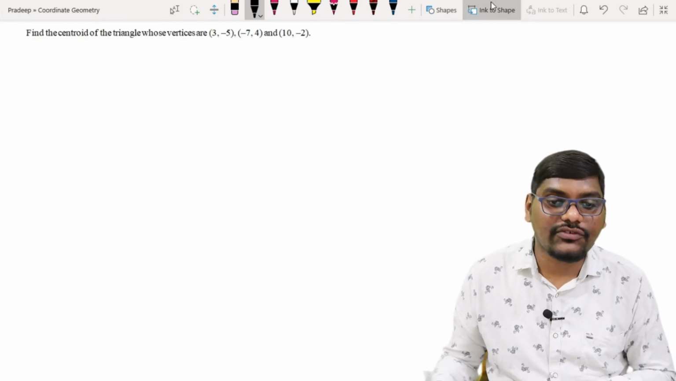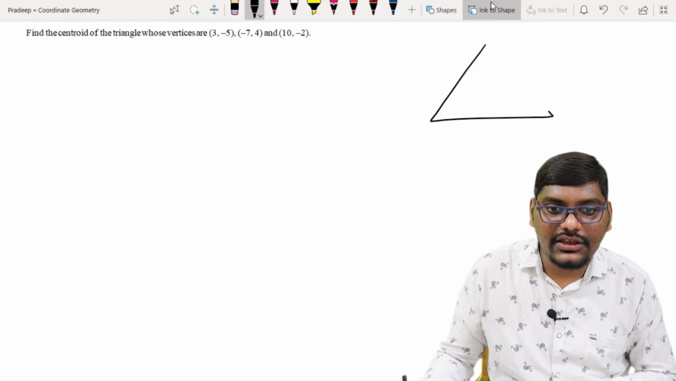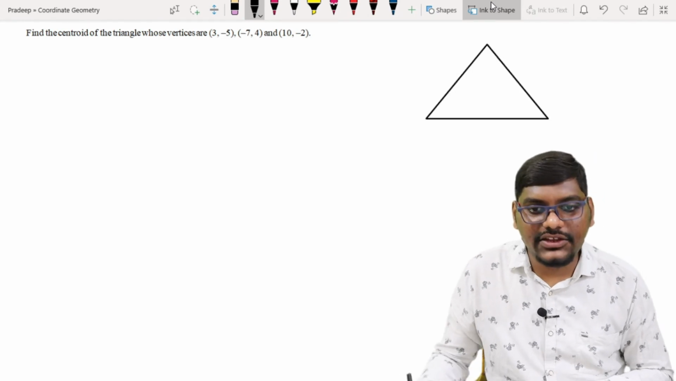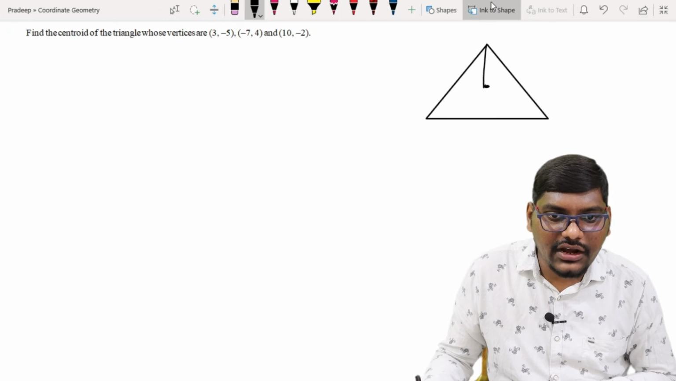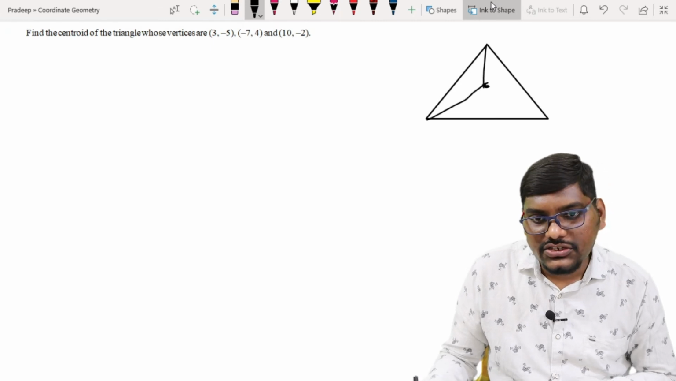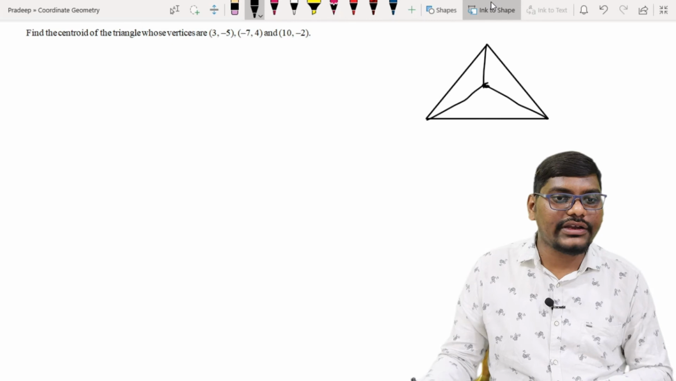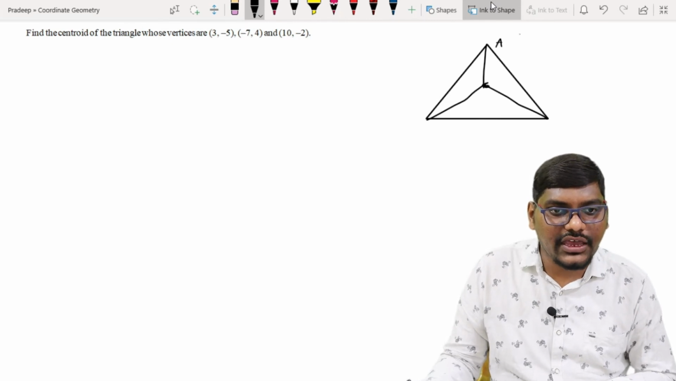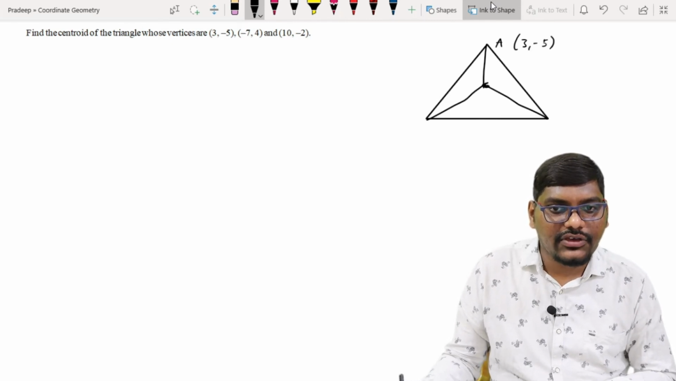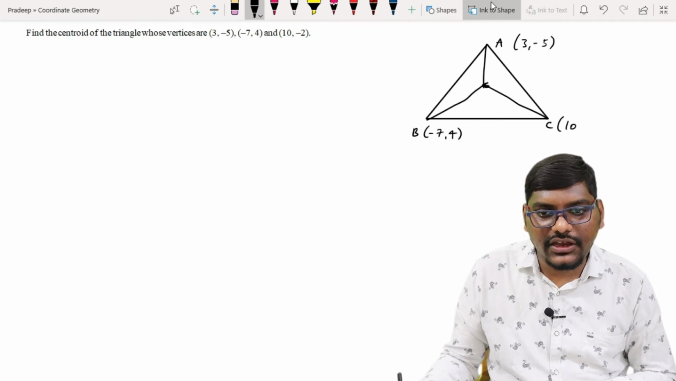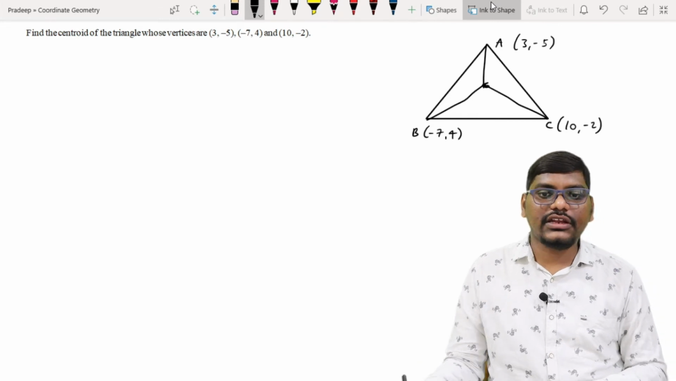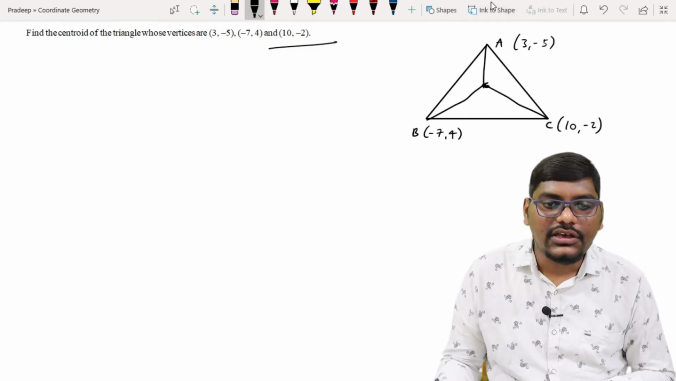So let's go for the next form. Suppose this is a triangle here. To this triangle there is a center. We are just finding out the center of this particular triangle. Further, there are coordinates given. Say suppose this is A, 3 comma minus 5, and B, that is minus 7 comma 4, then C, that is 10 comma minus 2. So these are the different coordinates which were given. So we have to find out the center of this triangle.